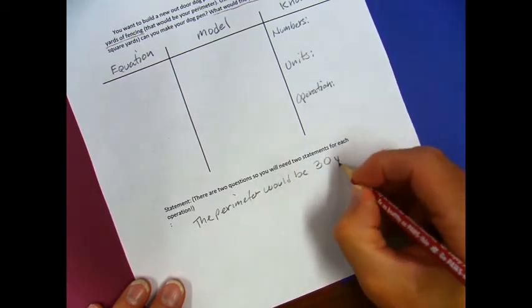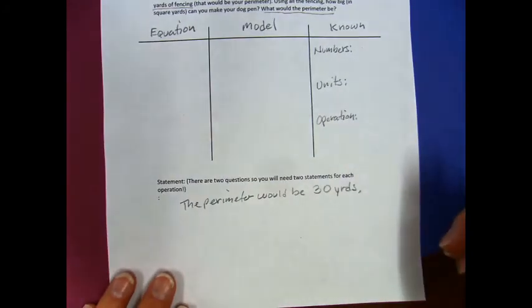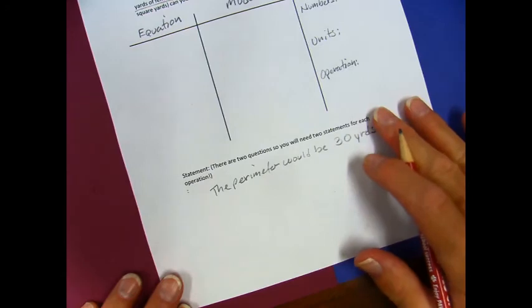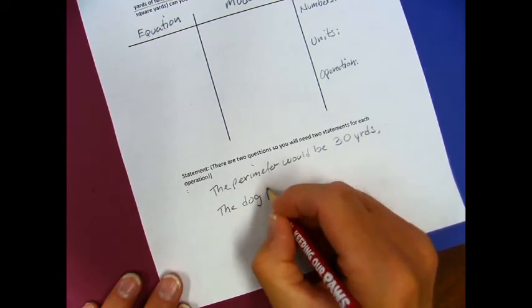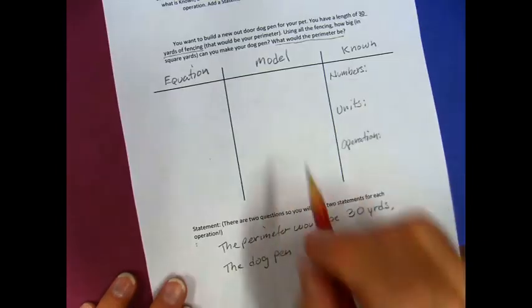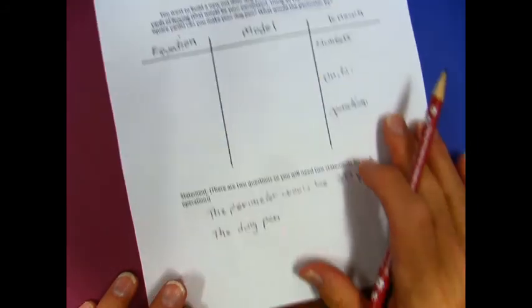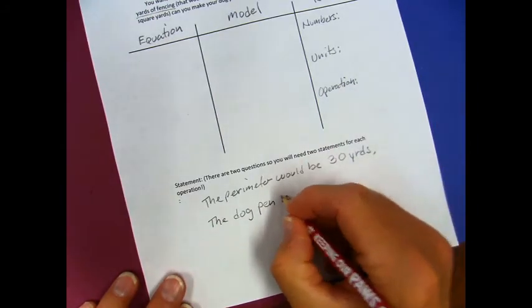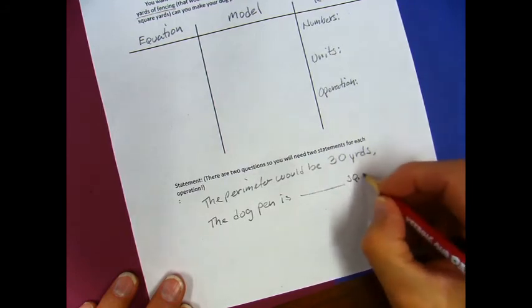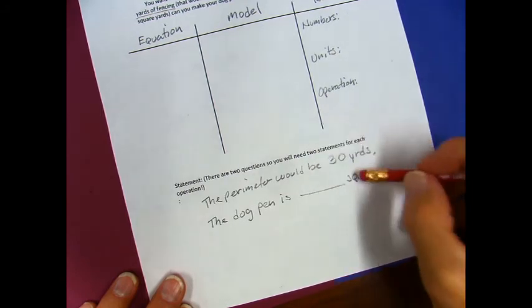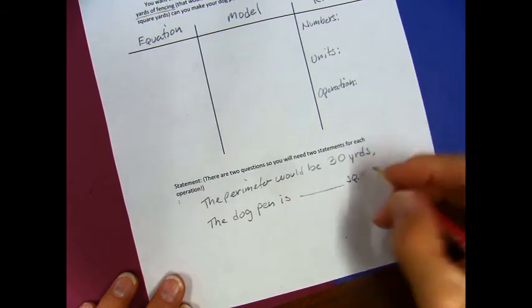What would the area be, using all the pens? How big in square yards can you make the dog pen? The dog pen, again, I'm taking words from our question up here. The dog pen is something square yards. We know it's going to be square yards because that's how we measure area, this part in here.